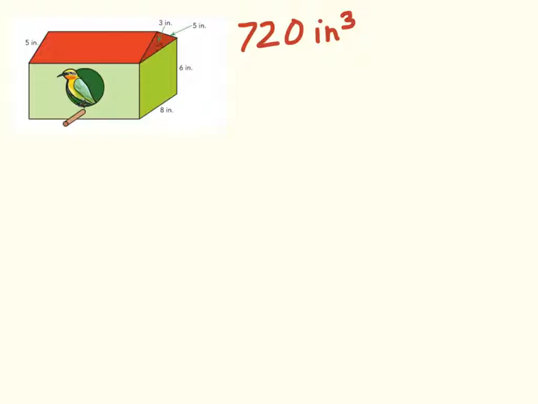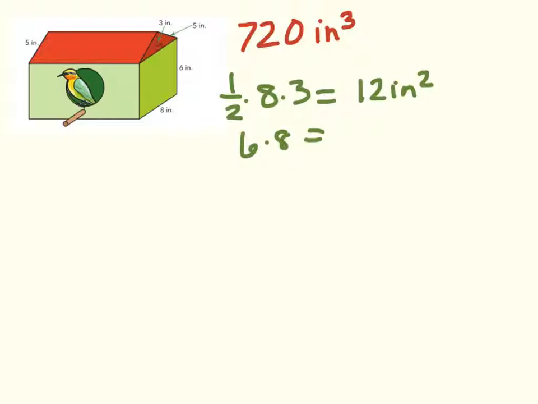We need to begin by finding the area of the pentagonal base, right? Fortunately, they've given us the height of the triangle as well as the base of the triangle, 8 inches. So we can solve very easily for the area of the triangle, which is going to be 1/2 times 8 times 3, which equals 12. So 12 inches squared is the area of the triangle. Then we have the area of the square below it, which is simply 6 times 8, or 48. So the area here is 60 inches squared.